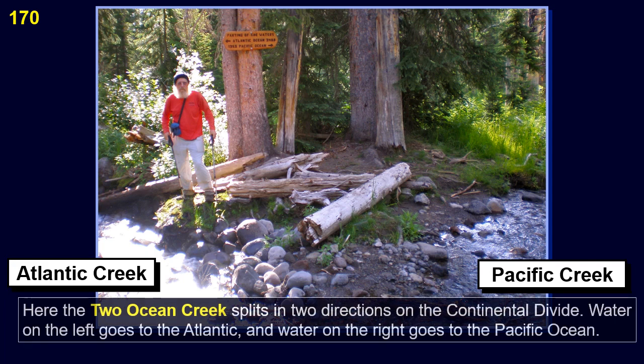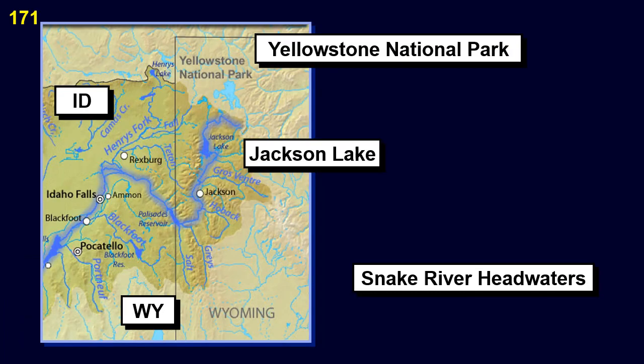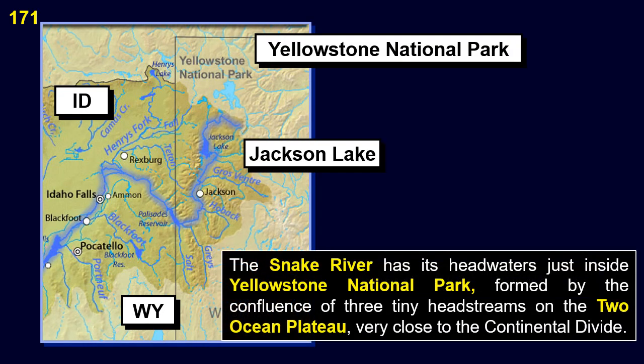Here the Two Ocean Creek splits in two directions on the Continental Divide. Water on the left goes to the Atlantic and water on the right goes to the Pacific Ocean. The Snake River has its headwaters just inside Yellowstone National Park, formed by the confluence of three tiny head streams on the Two Ocean Plateau, very close to the Continental Divide.